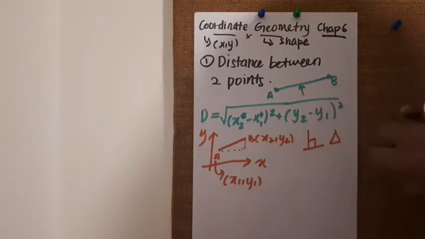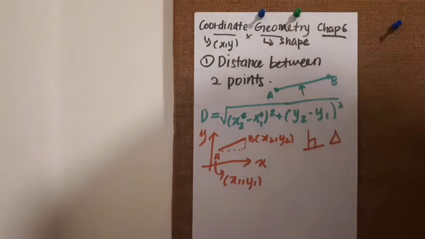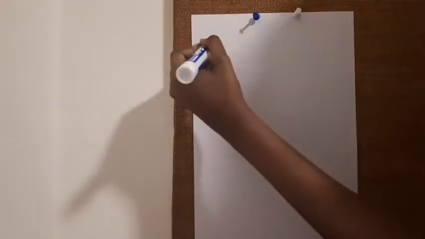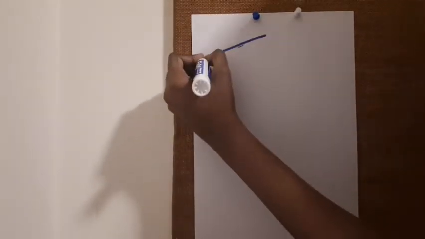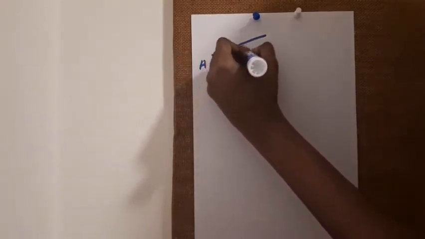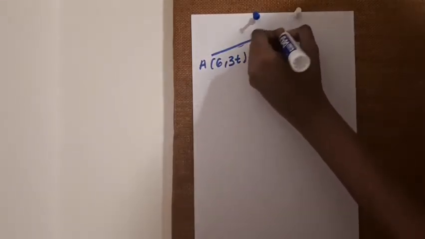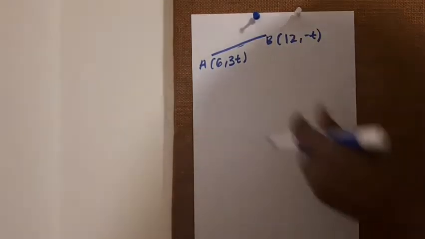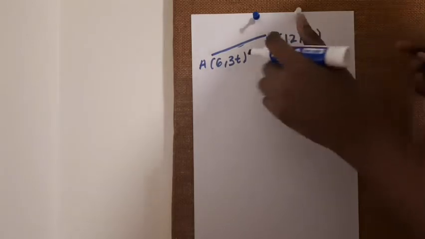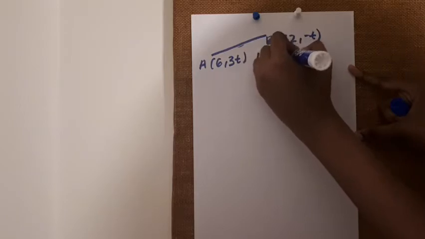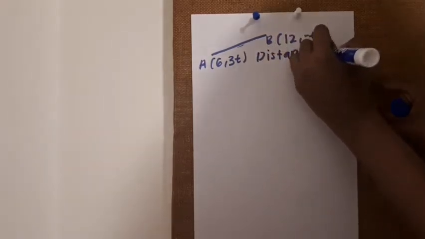So we will have a look at one example question to find out how to do it. For example number 1, we have a straight line with A at the point (0, 6), 3t, and B with a point of (12, minus t). And they have said that the distance is 10.